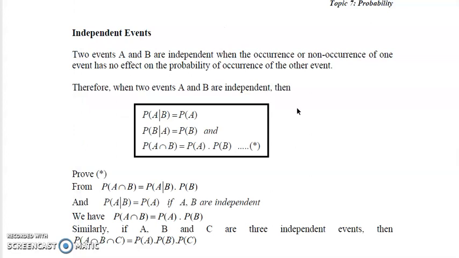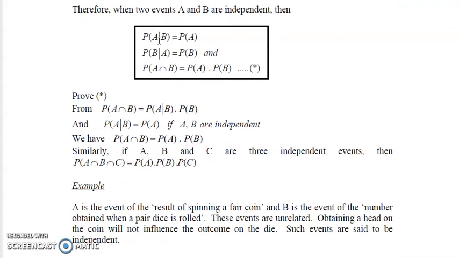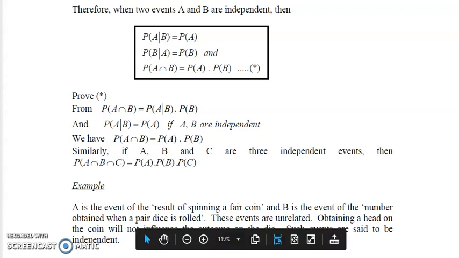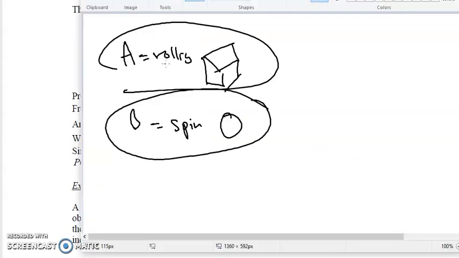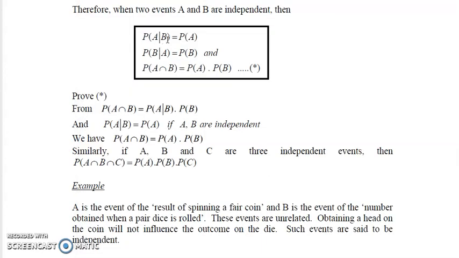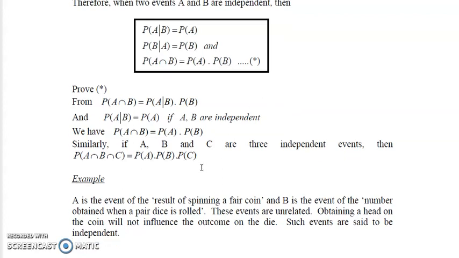So you can read by your own here, which is, if you look at here, probability of A given B will be equal to probability of A. For example, A just now was rolling a dice, B is spinning a coin. So when we want probability of A given B, we just want probability of A only actually. And probability of B given A, actually we just want probability of B. And probability of A intersection with B will be equal to probability of A multiplied by probability of B. Actually, this is a proving. You can have it by your own.